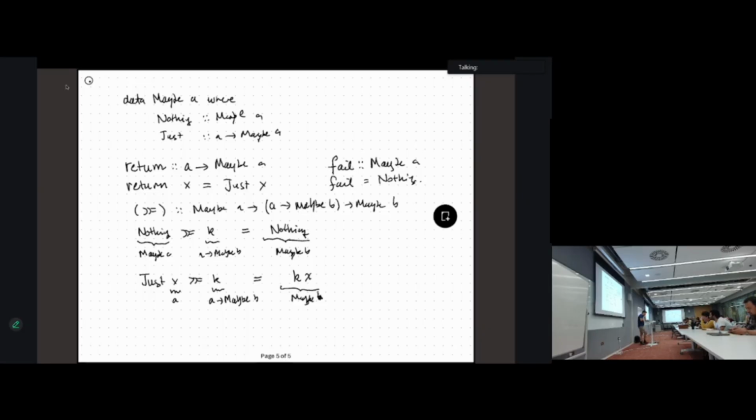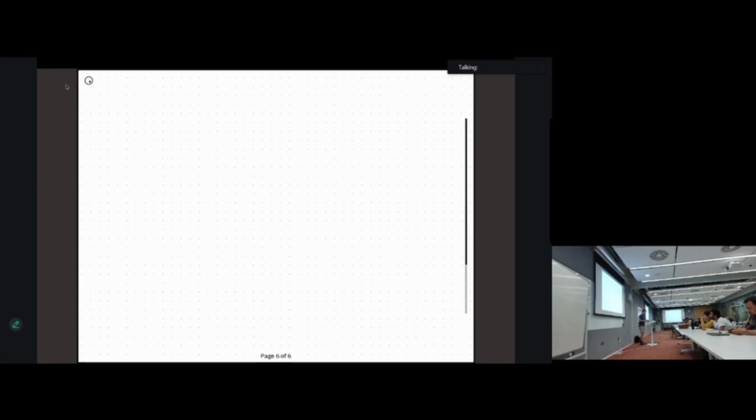So I think now's a good time to write some code, or at least understand what we did this morning. When we write something like some program bind K1, bind K2, bind K3, this is obnoxious, right? We don't really want to write this. Because this K1 has type A to MB, this K2 has type B to MC, this one has type C to MD.